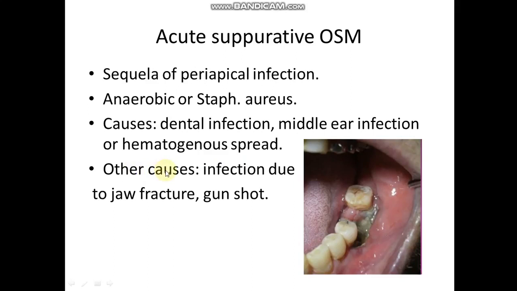The other causes for establishment of acute suppurative osteomyelitis could be jaw fracture. The microorganisms penetrate the jawbone and lead to establishment of osteomyelitis. It could also be through a gunshot.